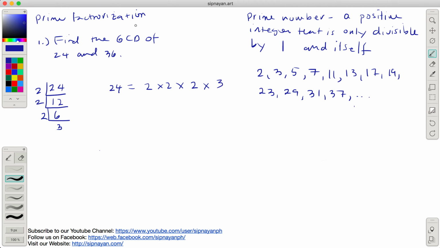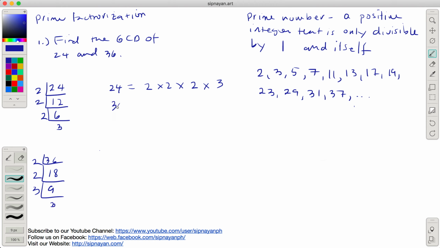Kaya tinatawag na prime factorization kasi you're expressing the number as product of primes. Ito mga factors siya, di ba? Ito yung product, ito yung factors. Okay? What about 36? So, pag 36, pwedeng 2, we have 18. Ang divisors natin, puro prime numbers lang. We have 2, we have 9, we have 3, we have 3.